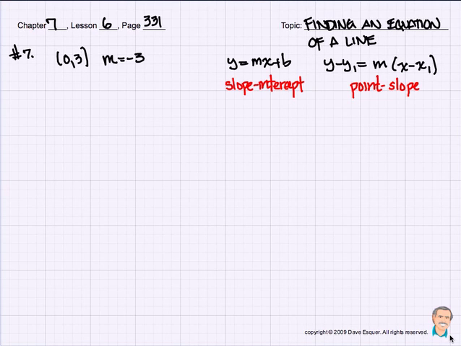Good morning. Chapter 7, Lesson 6 is on page 331. We're going to be finding an equation of a line. We're going to be using two different methods. You can choose which method you'd like to use.